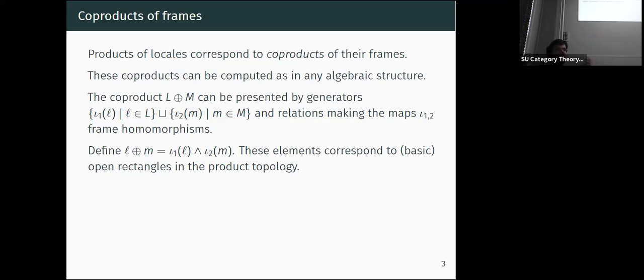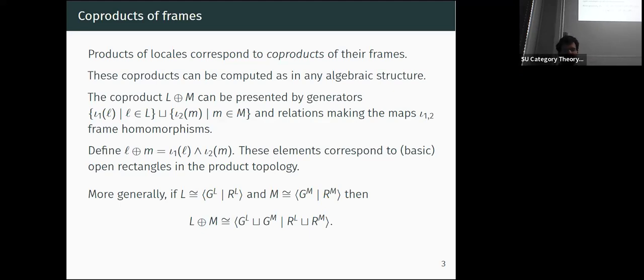Then to get an arbitrary element, you can take joins of these, right? Everything will be a join of these, which makes sense if you think of the product topology. If you take the product of two topological spaces, you also have these basic open rectangles forming a base, so everything will be a union of those. Again, it's what we expect. More generally, if you have L and M given by presentations, you can come up with a presentation for the co-product very easily. You just take the generators and put them together, and you have all the relations that you had. So it's quite easy to work out co-products in terms of presentations. Okay, any questions?